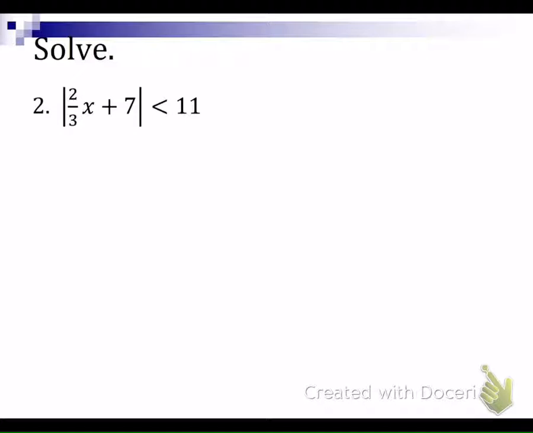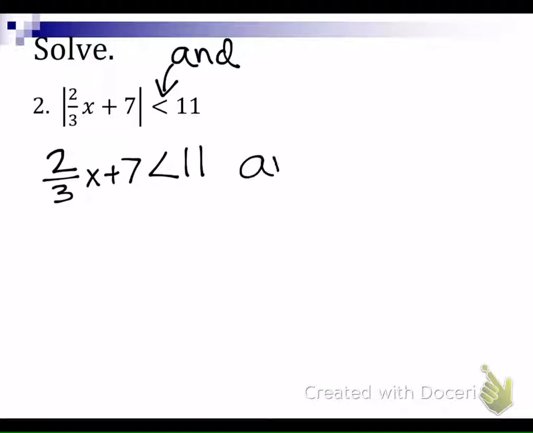So what type of problem will this be? Less than. It's an and because it's a less than. So my first inequality looks like what? 2/3x plus 7 is less than 11. And what? And 2/3x plus 7 is greater than negative 11. Good.